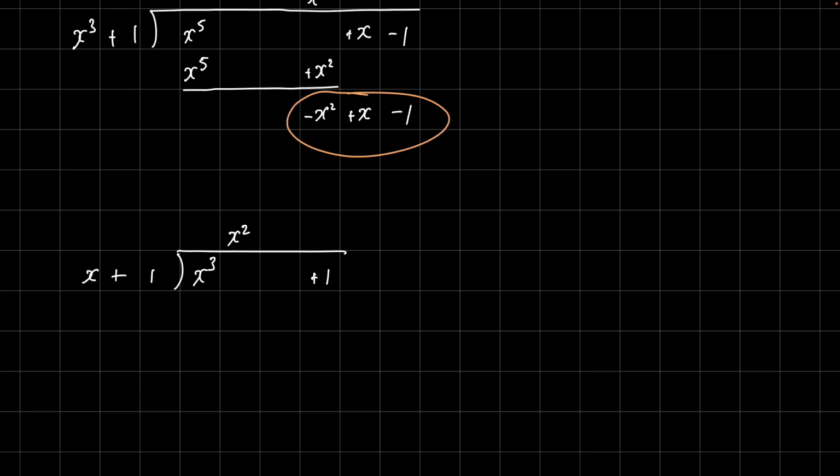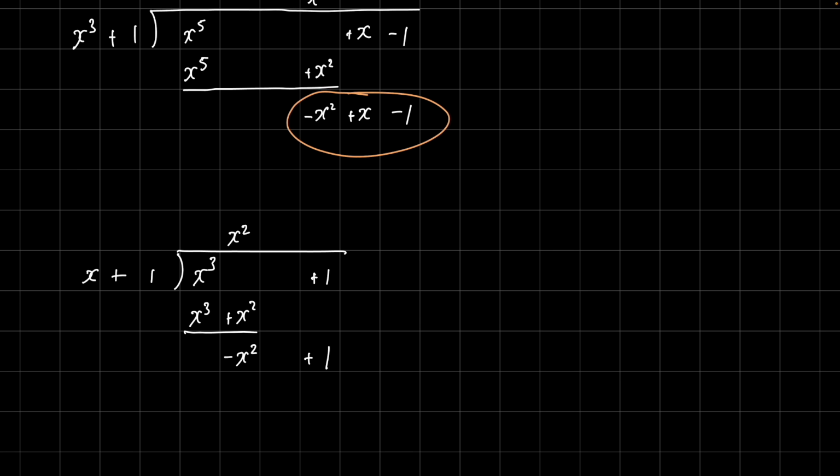And x squared times x plus 1 is going to give me x cubed plus x squared. Then I subtract that line off, which gives me a negative x squared. And then I bring down the plus 1 like this. Okay, now what do I multiply x plus 1 by to give the leading term of now negative x squared? It's like we're not working with x cubed plus 1 anymore. Now we're working with negative x squared plus 1.